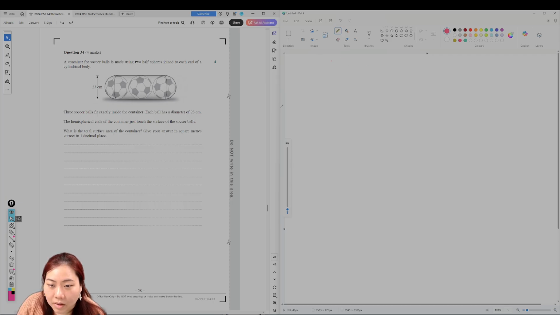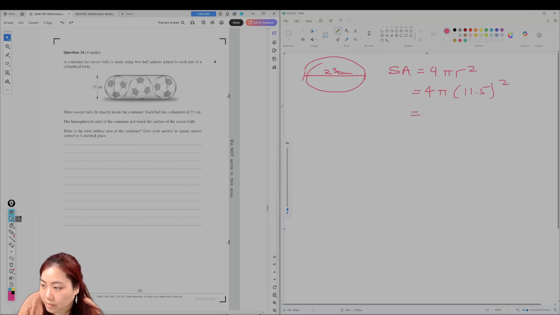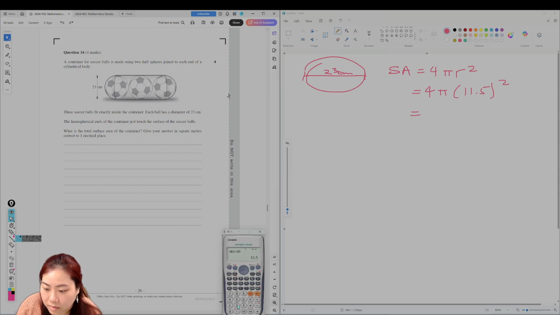Let's see. We have a sphere in which the diameter is 23 centimeters. Okay, the surface area of a sphere is 4 pi r squared. So r is half of 23, which is 11.5. So 4 pi 11.5 squared. Just checking, 23 divided by 2, 11.5, good, square it, times 4. 529, that's nice. 529 pi square centimeters. So that's the surface area for the ends.